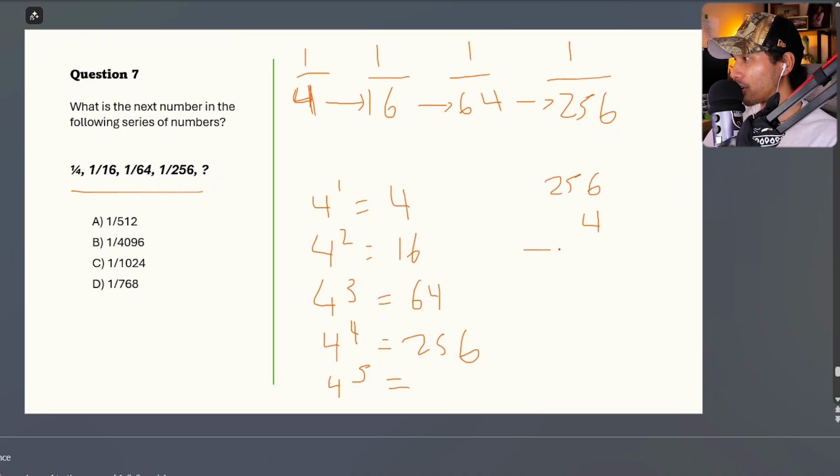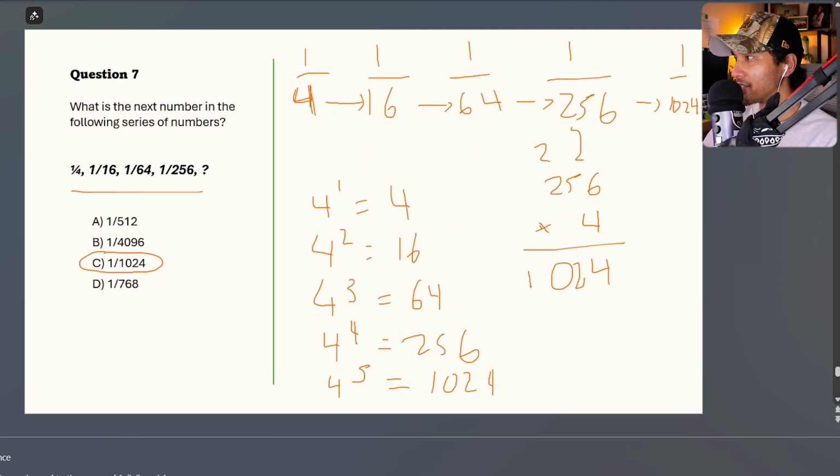256 times 4, so 4, 2, 2, 2, 1,024. And that's it. 1/1,024. And that's C. So that's how I would have figured it out, okay?